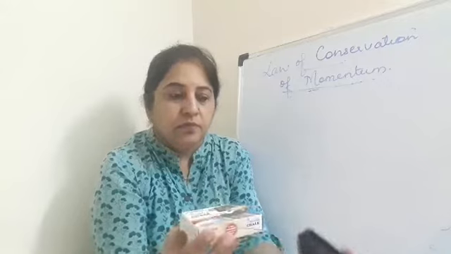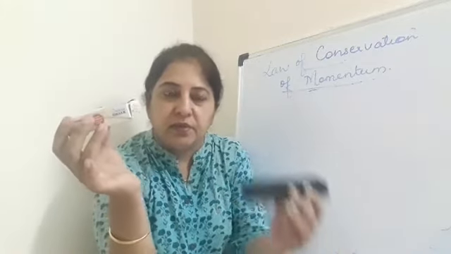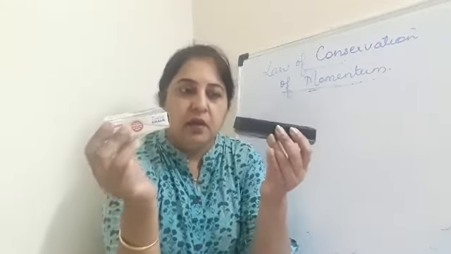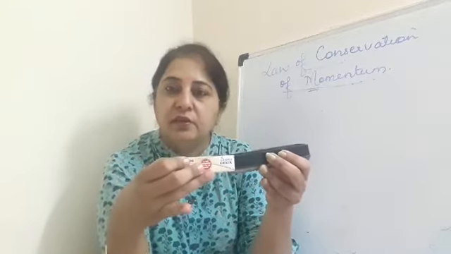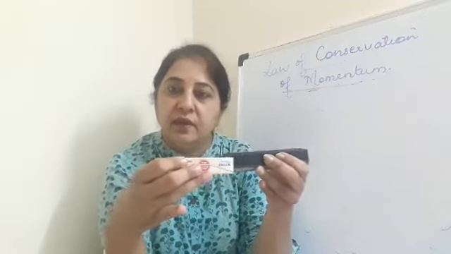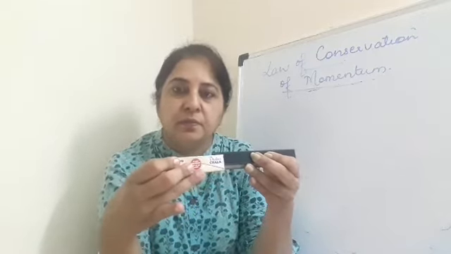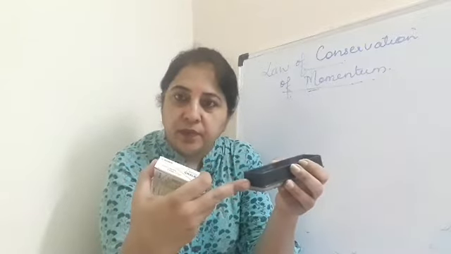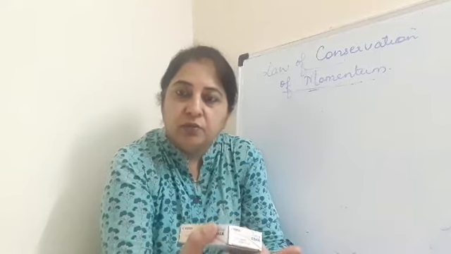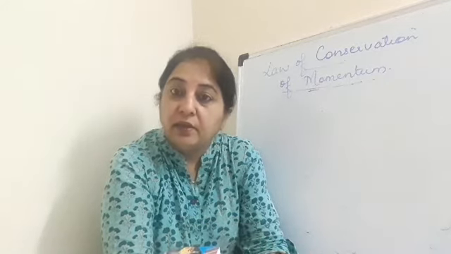Now, suppose this is a truck and this is a car. When these two vehicles collide, they will interact with each other, right? What will happen? Truck or car, any one of them will lose momentum, and one will gain momentum. Now, the amount of momentum which is lost by one object will be equal to the amount of momentum gained by another object.